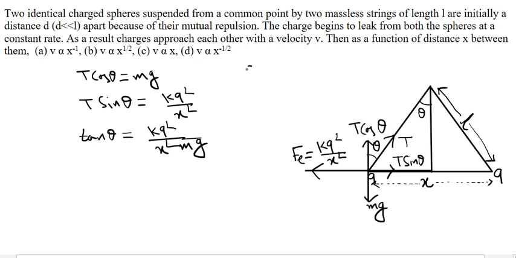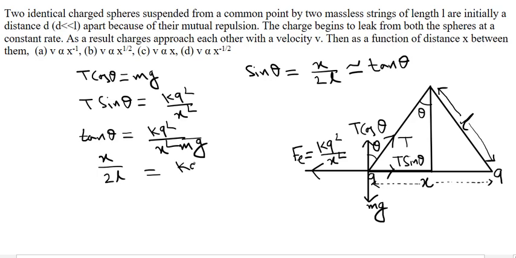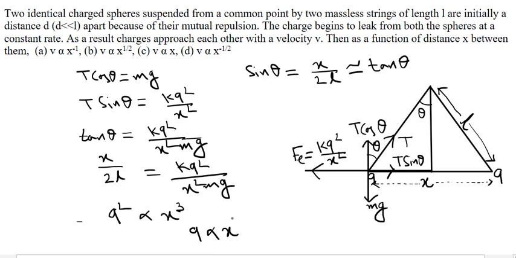Now here sin theta is equal to x by 2 divided by L. As theta is very small, we can write sin theta is equal to tan theta. So tan theta is x by 2L. Now x by 2L is equal to k q square by x square mg. From here we can write q square proportional to x cube, or q proportional to x to the power 3 by 2.